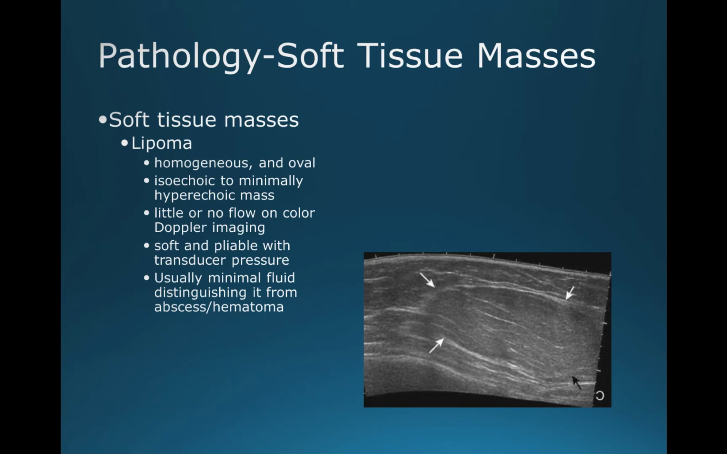Soft tissue masses, very common as well. A lipoma is a homogeneous and oval hypoechoic area. Sometimes it will be isoechoic. You will have little or no flow on color Doppler imaging. It will oftentimes be soft and pliable with transducer pressure. Usually there's minimal fluid, distinguishing it from an abscess or hematoma.